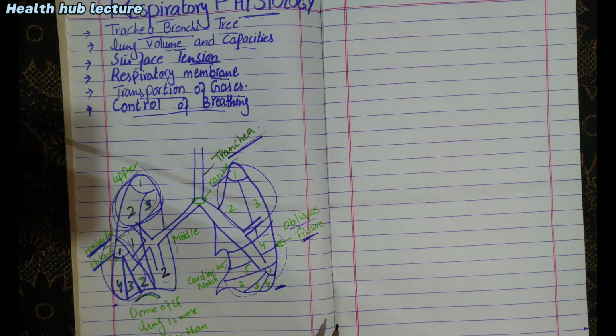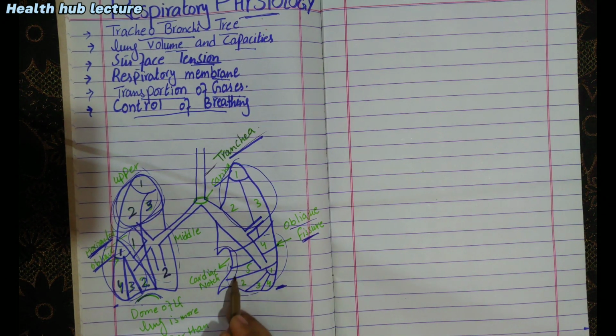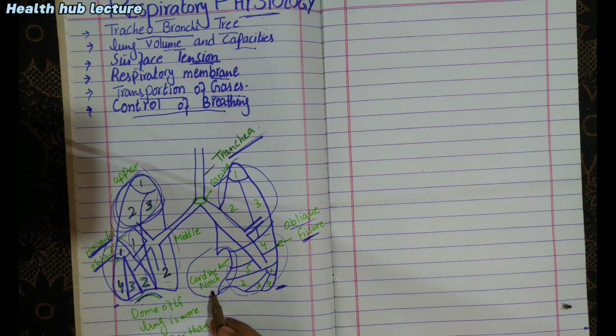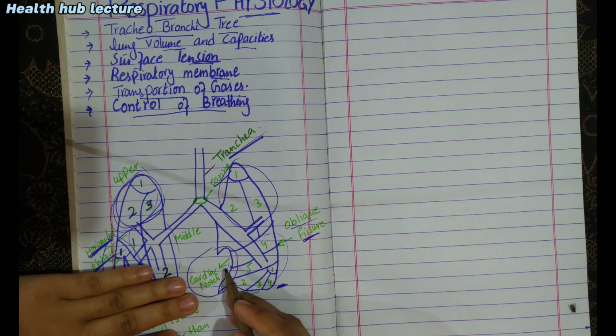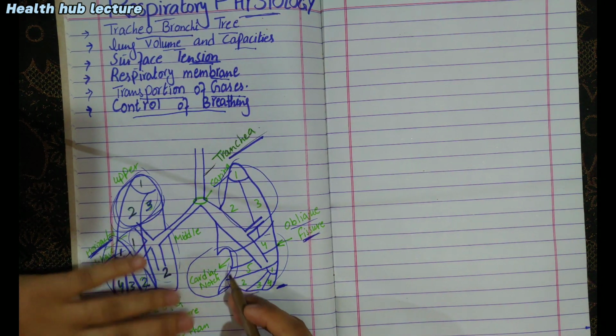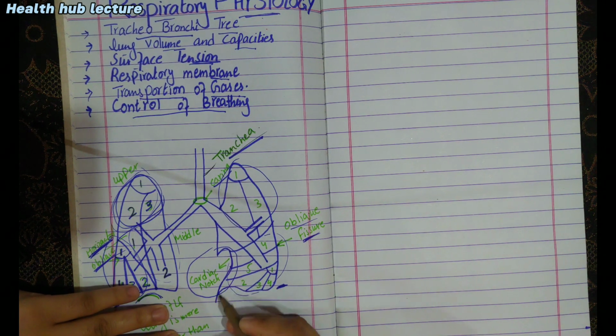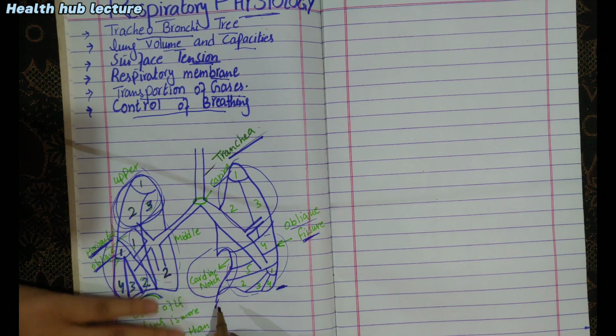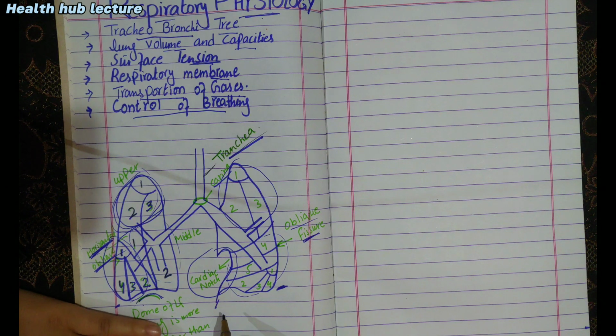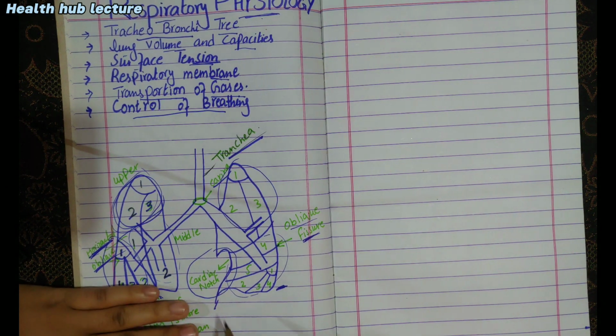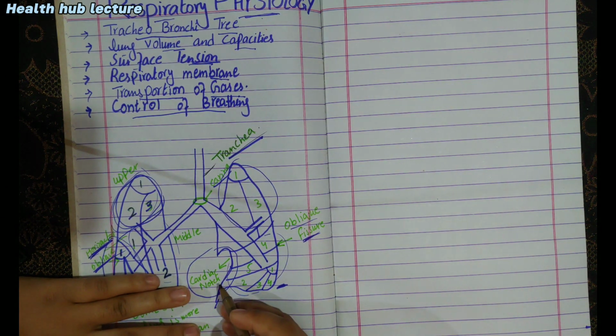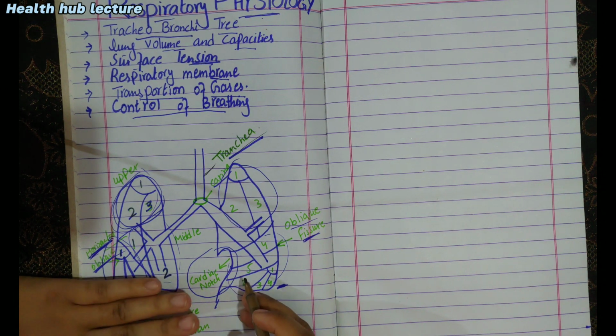Then we discuss this one. What is this? This is the cardiac notch. Because here we have the heart, that is why it is called the cardiac notch. If there is anything you want me to discuss further, you can comment. I hope I discussed it clearly.